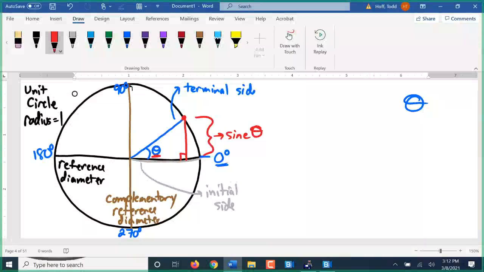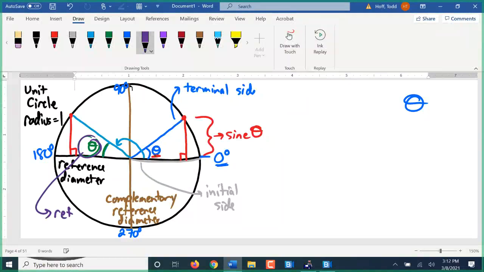Now, while we're here, a mental note you should make: there's a point over on this side that's the exact same distance away, isn't it? It has the same sine. It'll be a totally different angle, but there's a relationship between them. Whatever that angle is here, this angle is related to theta. In fact, it is theta. That is what we call a reference angle. It's a reference angle because it is the angle to the reference diameter.